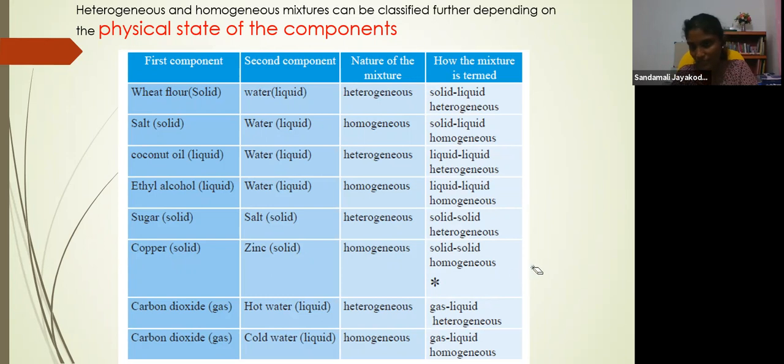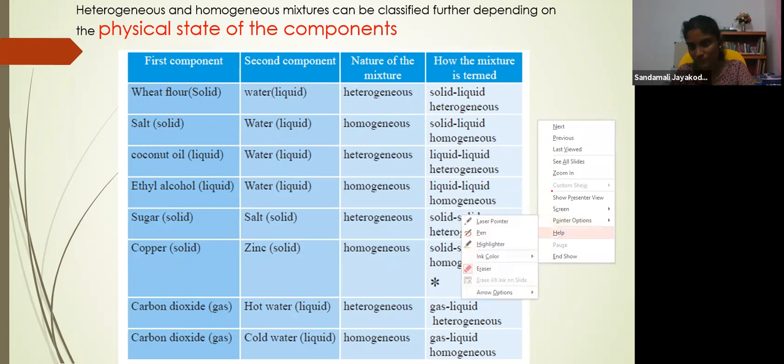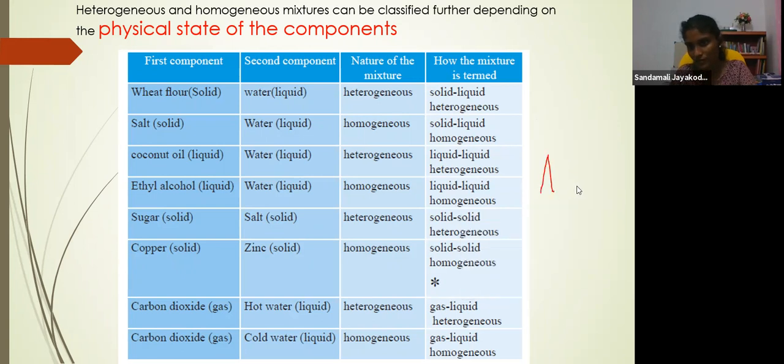Alloy, spelled A double L, O, Y. We call it a mixture of metals. Here it makes a mixture of metals. That means it's homogeneous. The composition is the same from place to place. We call this special metal, the alloy formed at the end of mixing copper and zinc together, brass.